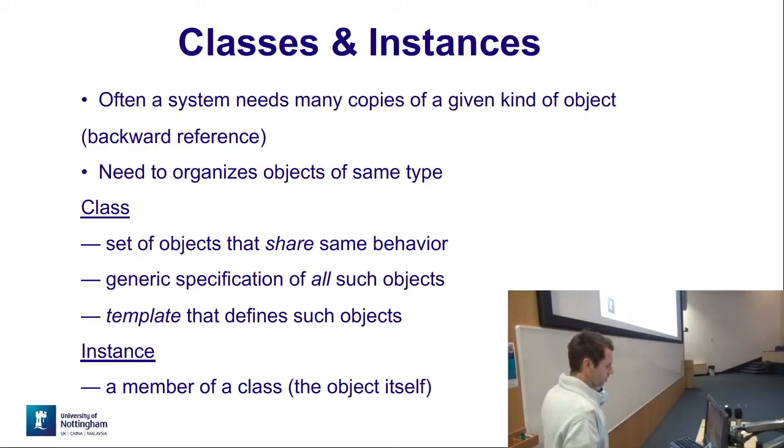So we're often using these terms classes and instances, or sometimes classes and objects, right? A system needs many copies of a given kind of object. We need to organize objects of the same type or the same kind. It's funny because it's using many words to describe something that's very simple, actually. But the more words you use to describe it, somehow the more complicated it gets. So a class is a set of objects that share the same behavior. Remember, we have that term behavior from the previous slide. It's a generic specification of all such objects, and it's a template that defines those objects. That's what a class is. And then an instance is a member of a class, or the object itself.